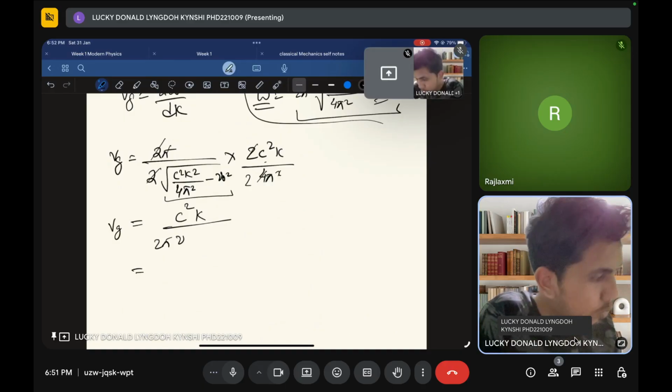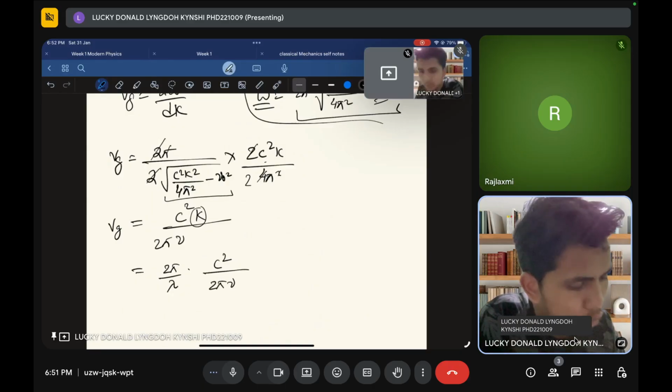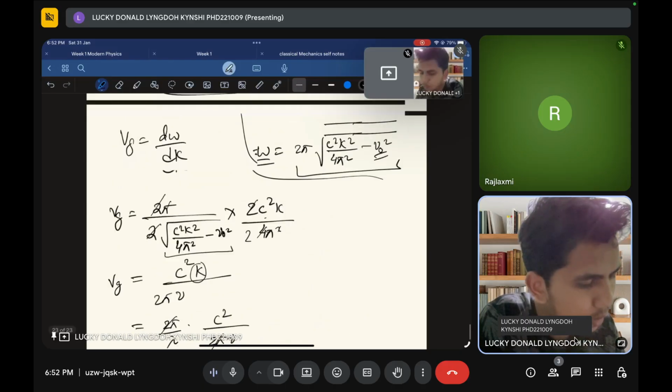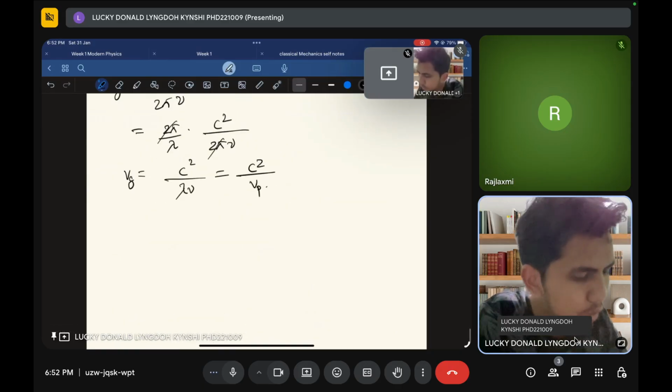So now you substitute the value of k is equal to 2 pi by lambda, so you get 2 pi by lambda into c square, and this is also 2 pi mu, so your 2 pi and 2 pi will get cancelled. You will get c square by lambda mu, this is Vg. And lambda mu, from your first equation, is your phase velocity, so you will get Vg Vp equal to c square.